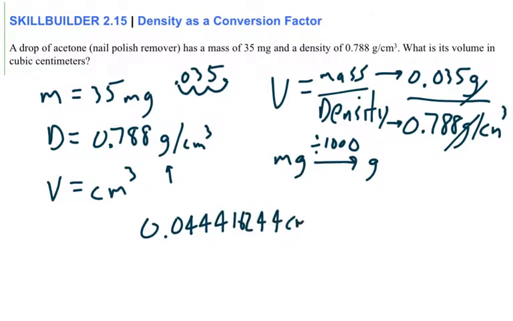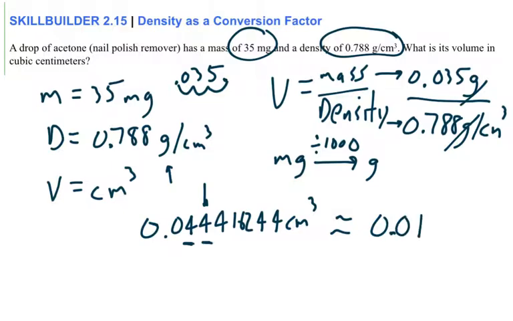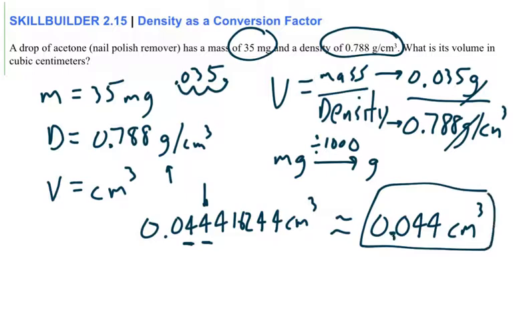I got 0.0441624. And if you look at the question, milligrams has 2 significant figures, density has 3. You always want to go with the lowest, which would be 2. So the leading zeros here don't count. This is your first significant digit, and this is your second. You're going to stop right there. Next to it, it's a 4, so that's not going to affect it at all. And you're going to get 0.044 cubic centimeters as your volume. So that will be the answer to this skill builder.